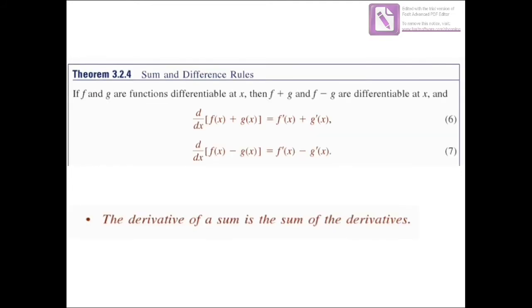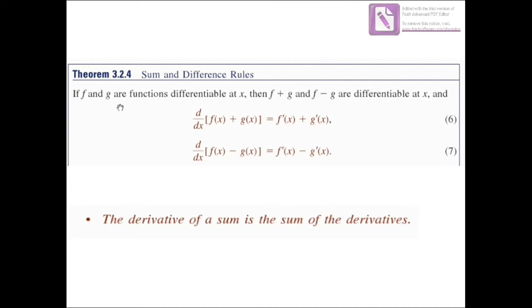Then we have theorem 3.2.4, sum and difference rules. If f and g are functions differentiable at x, then f plus g and f minus g are differentiable at x, and the derivative of f of x plus g of x will be f prime x plus g prime x. Similarly, the derivative of f of x minus g of x will be f prime x minus g prime x.